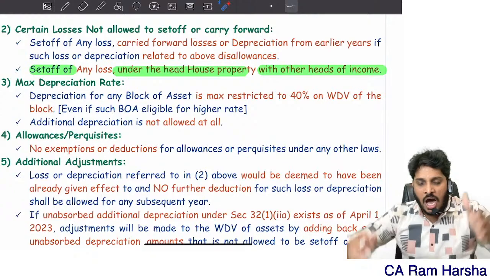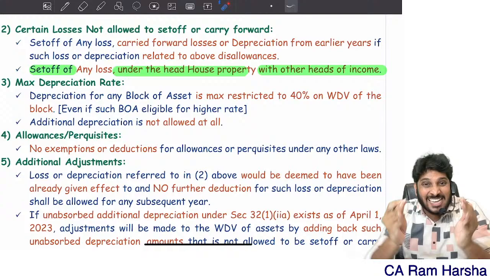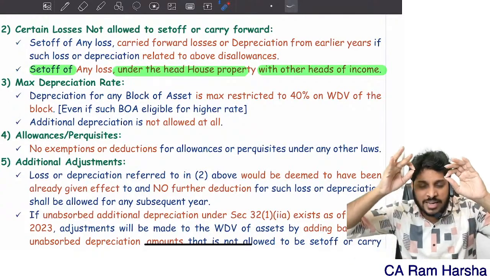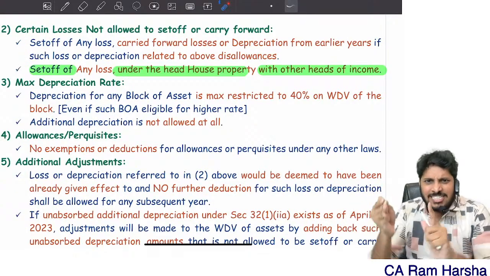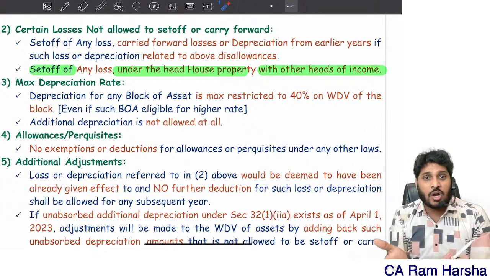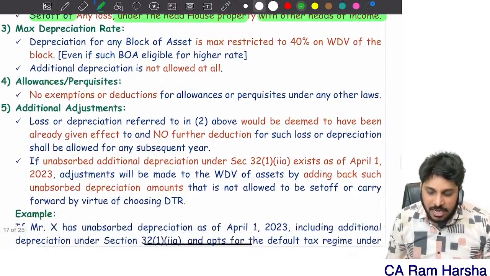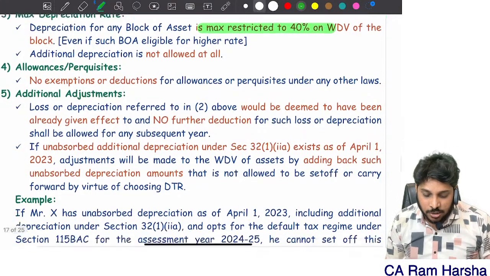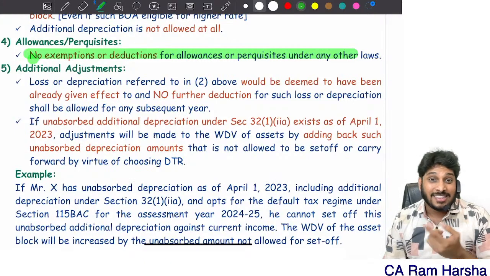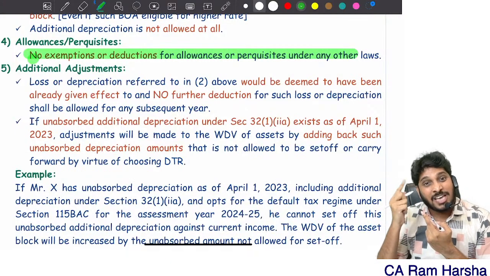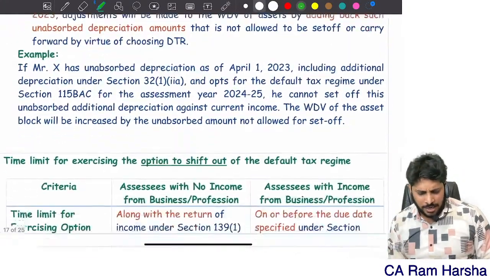That's a wrong answer. House property loss for let out and deemed let out property, if at all under default tax regime the result is a loss, you can't set off with other head, but you can still carry forward for next 8 years, because it's very simple logic. If a deduction is allowed, carry forward is permitted. If deduction itself is not allowed, the question of carry forward will not come into the picture. Very, very important point. Further, under default tax regime, maximum depreciation is restricted to 40%, and you will not get deduction for any allowance, any perquisite under any other law. That's why in salaries 50 rupees, judges, accommodation, all that I told. Then additional adjustments, this is not that required, not that important.